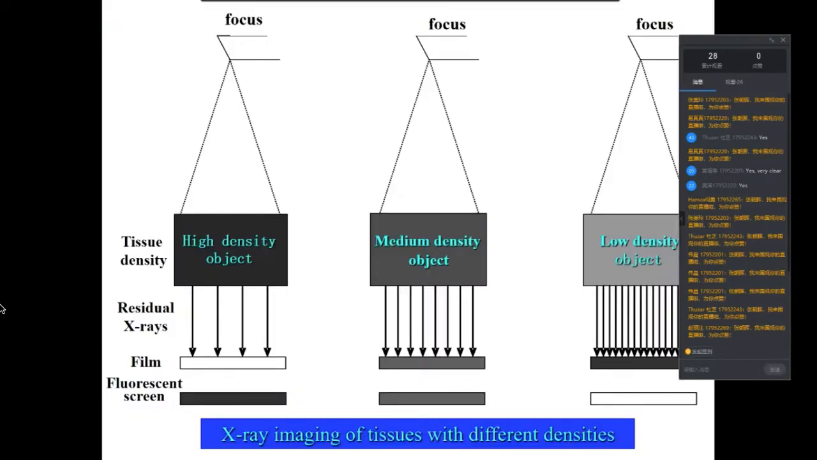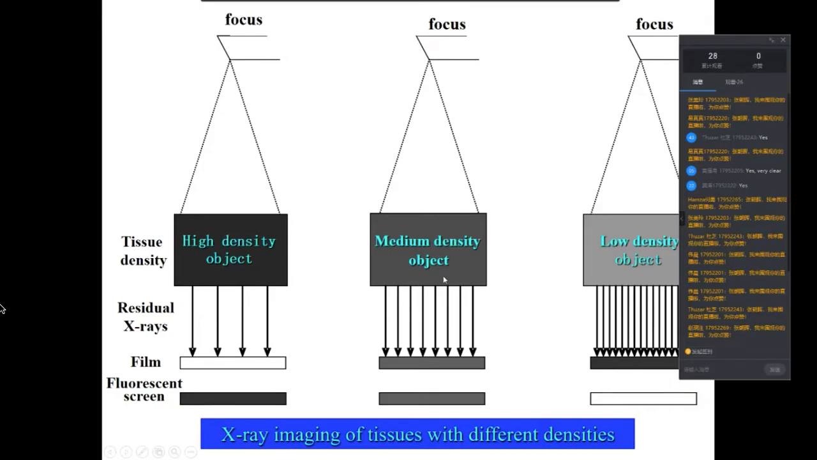Now let's put something between the X-ray tube and the film or fluorescent screen, and see what happens when the same X-rays penetrate objects, three objects with the same volume and different densities. The object with the highest density is on the left, with the lowest density on the right, and the medium density in the middle.